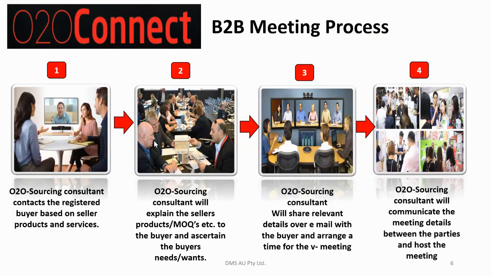How does the O2O Connect B2B meeting process work? All right. So let's say, for instance, we have a seller or a supplier who wants to sell, let's say, organic coconut products, or maybe electronics, or maybe garments, maybe software services. So we basically carefully analyze your product portfolio, what markets you're after, and then we put your details into our system, and then our system will give our sourcing consultant a set of matching buyers.